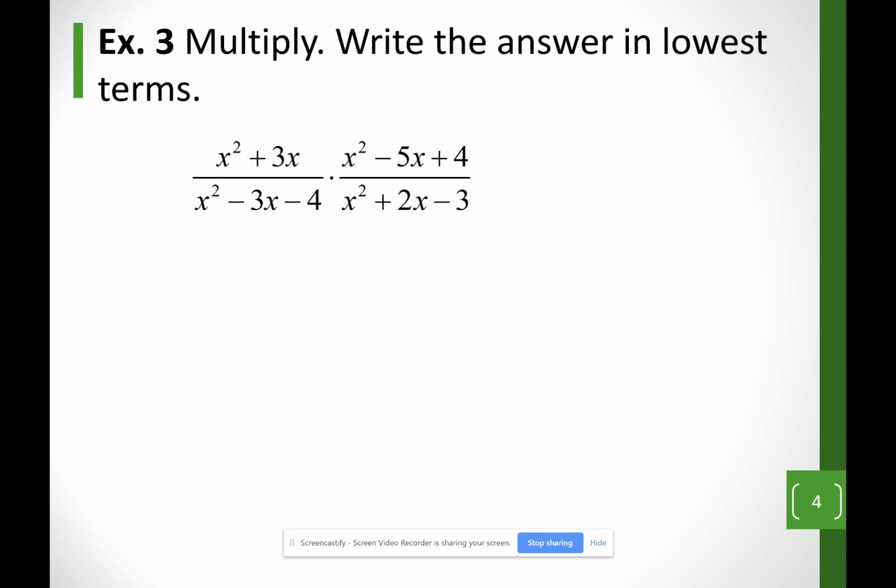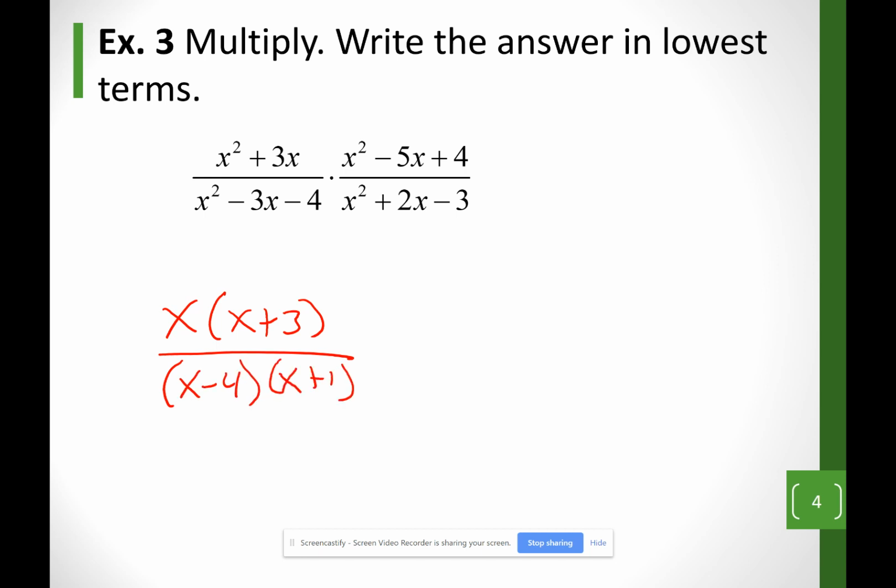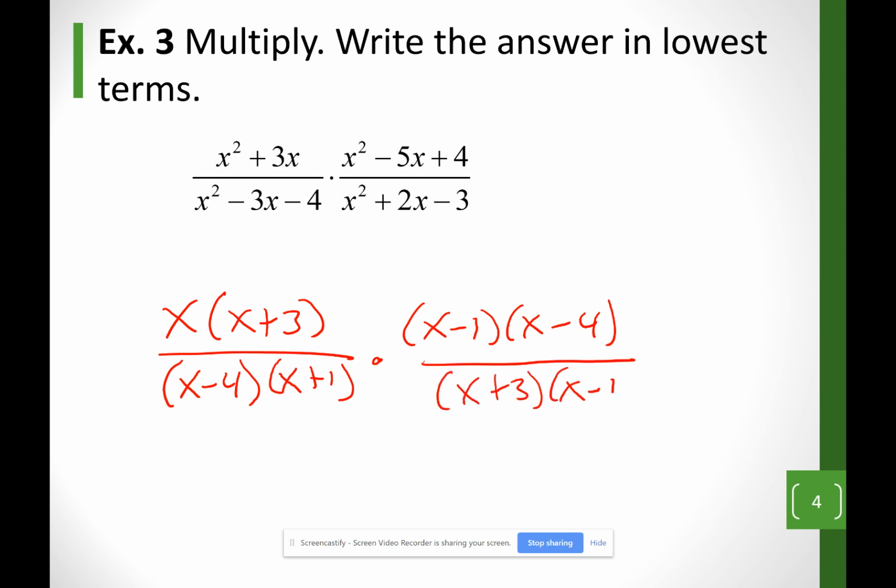Now here, I'm going to split out everything that I can. Looking at the top of the first fraction, I'm going to split it as x times x plus 3. The bottom, I'm going to have to factor that one as x minus 4, x plus 1. Looking at the second fraction, the top, I'm going to split that as x minus 1, x minus 4. The bottom part, let me split that as x plus 3, x minus 1. So I factor each of my polynomials.